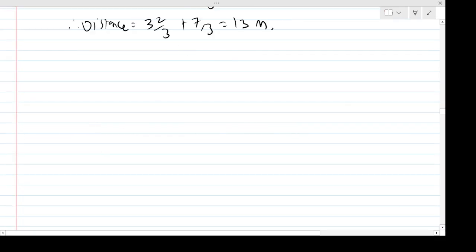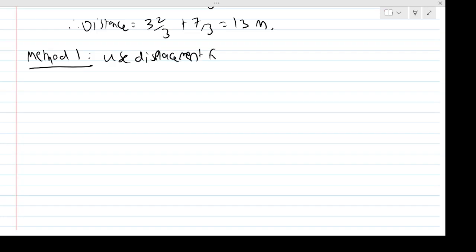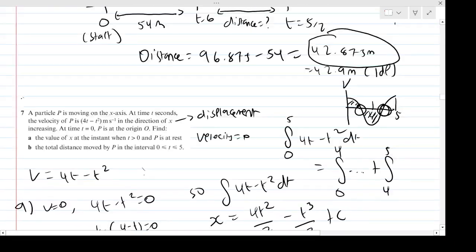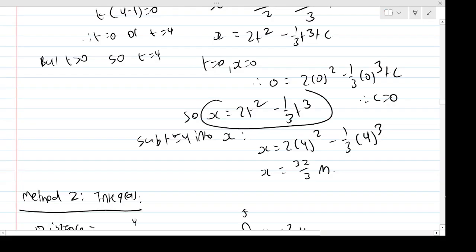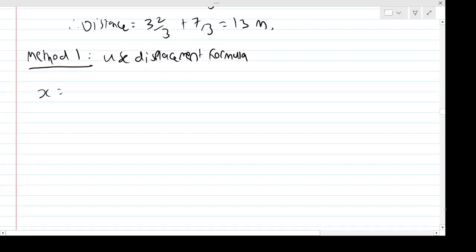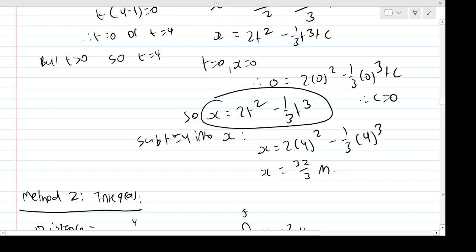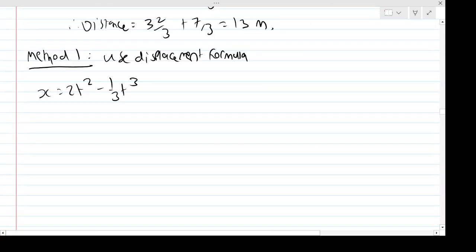Okay, so you can work it out in this way. Alternatively, we can just use the displacement formula. So this is method 1 now. Use displacement formula. Now, you might consider opting for this one because we already found the displacement in part A, right? So we've done some of the work already. So x is 2t squared minus a third t cubed, wasn't it? Yes. Okay, that's great. We already have that one.